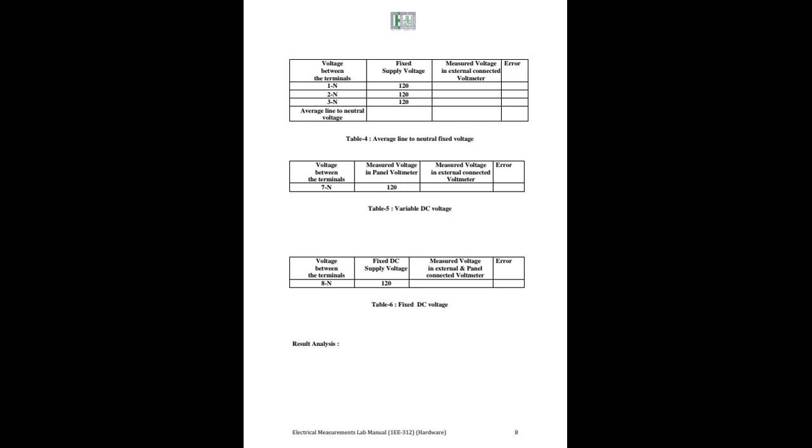Okay, anyhow. So this is experiment 1. Do you have any doubts? If you have any doubts, you can ask, regarding writing the report or regarding the experiment.